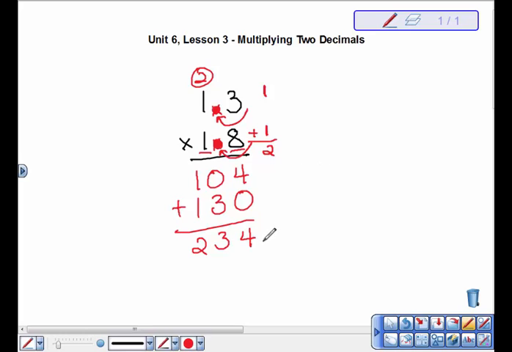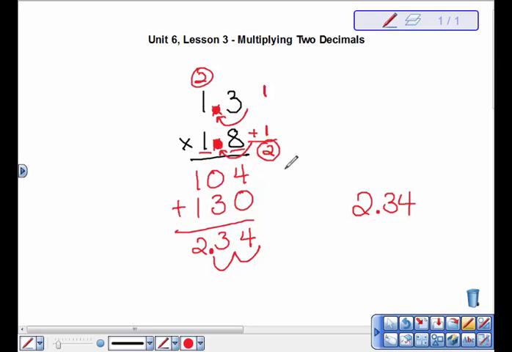So now all I want to do is come down here to my bottom number, and I'm going to start at the end and move over 2 decimal places. 1, 2. Put my decimal point back, and now I have my final answer, 2.34, or 2 34/100. The only difference between multiplying by a whole number and multiplying by another decimal is you have to count both sets of decimal places. So really, this is super simple. It's the same as what we did yesterday. We're just counting the decimal places now in both numbers.